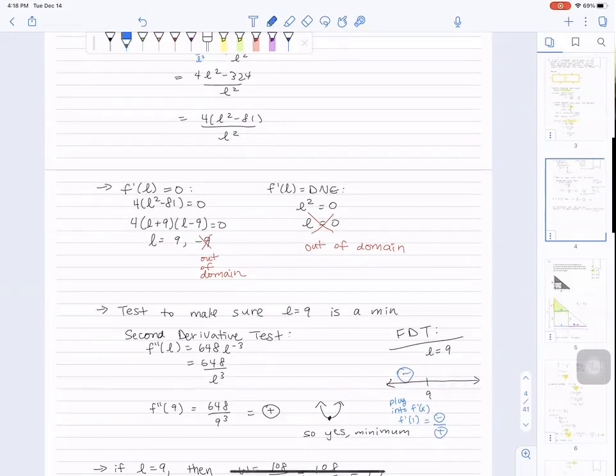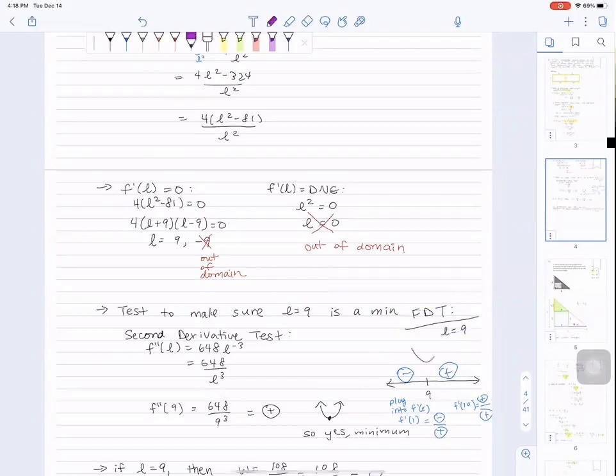What about to the right of 9? Let's plug in 10. So you get 100 minus 81. That's a positive number. 10 squared is also a positive number. So over here, you have a positive number. This tells you that the first derivative over here is negative and the first derivative here is positive. So if it went from a negative slope to a positive slope, that means that it is a minimum. So it was correct.